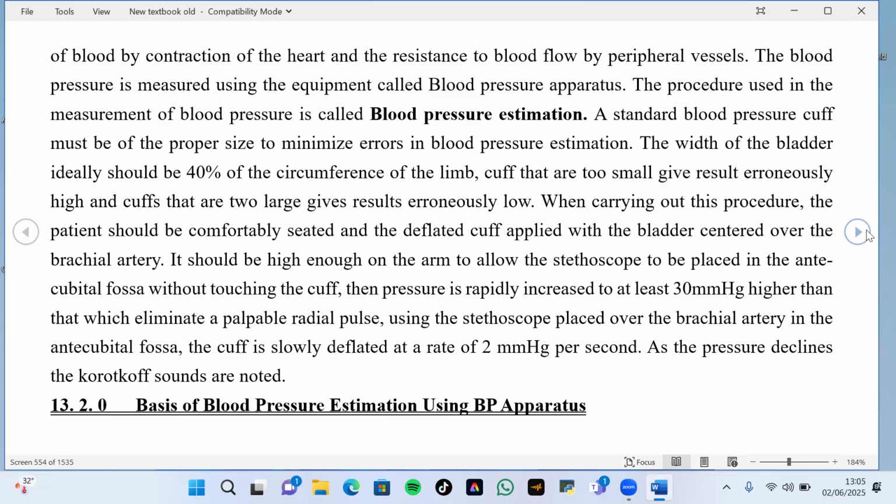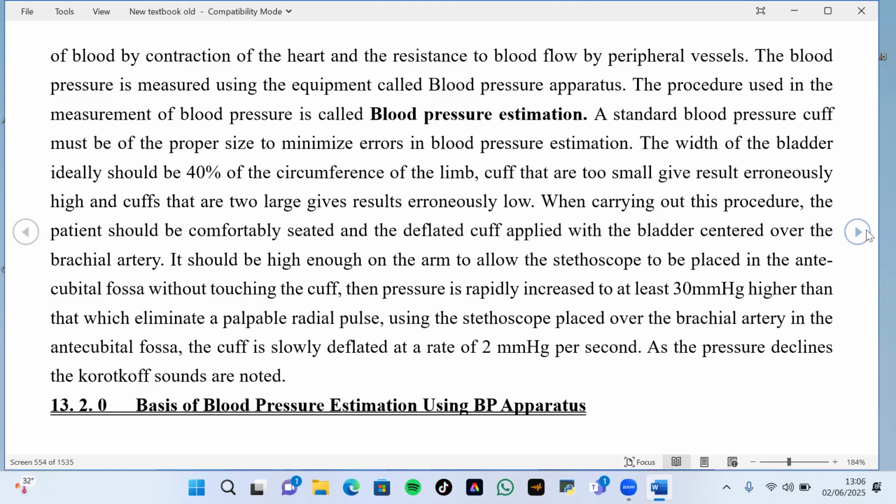When carrying out this procedure, the patient should be comfortably seated and the deflated cuff applied with the bladder centered over the brachial artery. It should be high enough on the arm to allow the stethoscope to be placed in the antecubital fossa without touching the cuff. Then the pressure is rapidly increased to at least 30 millimeters of mercury higher than that which eliminates a palpable radial pulse. Using the stethoscope, you place it over the brachial artery in the antecubital fossa and deflate slowly, at about 2 millimeters of mercury per second.